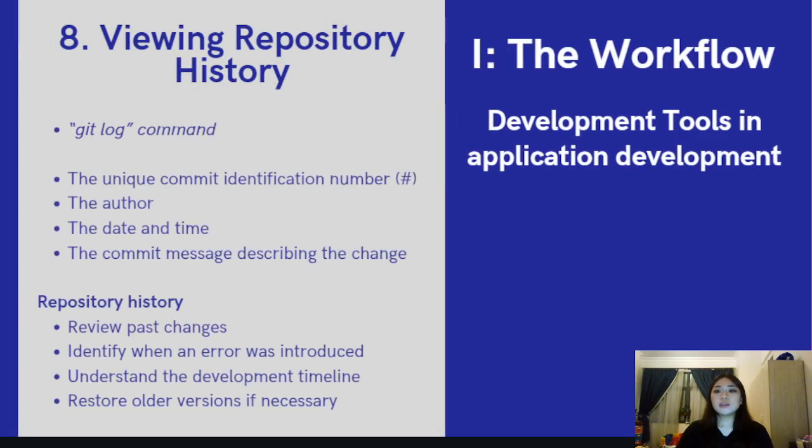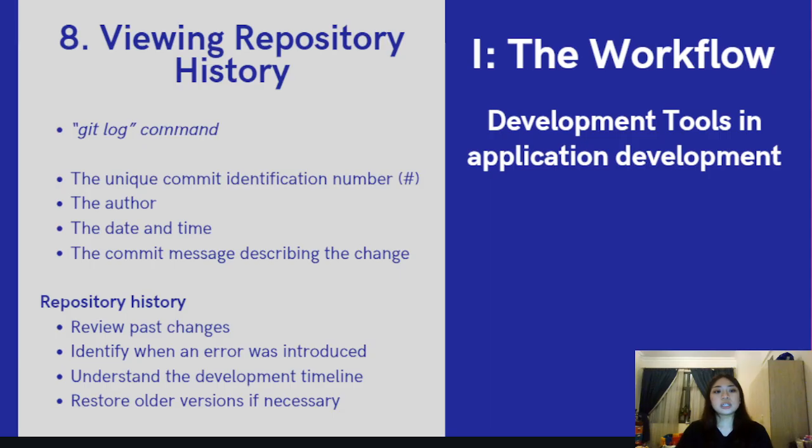Number 8. Viewing repository history. Git allows developers to view the complete history of the project using the command git log. This feature displays all commits made since the repository was created. For each commit, Git shows the unique commit identification number, the author, the date and time, and the commit message describing the change.